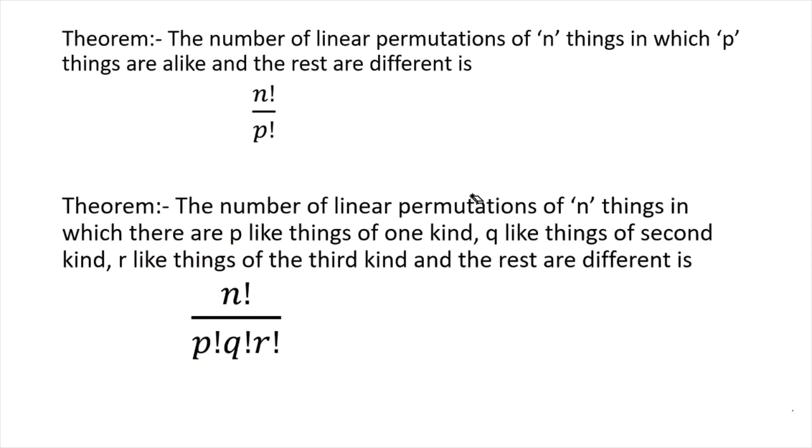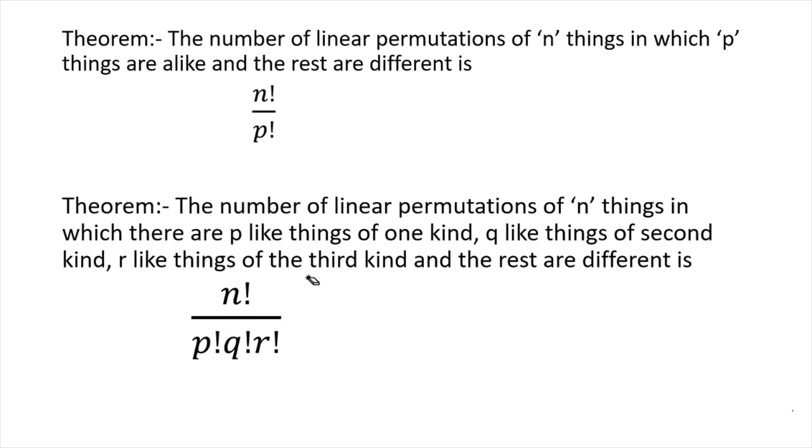And then we have permutations with constraints. In permutations with constraints, if p things are alike in n objects, then the number of permutations is going to be n factorial upon p factorial. And similarly, if we have n objects in which p things are alike and another q things are alike and another r things are alike, then the number of permutations is going to be n factorial upon p factorial times q factorial times r factorial.